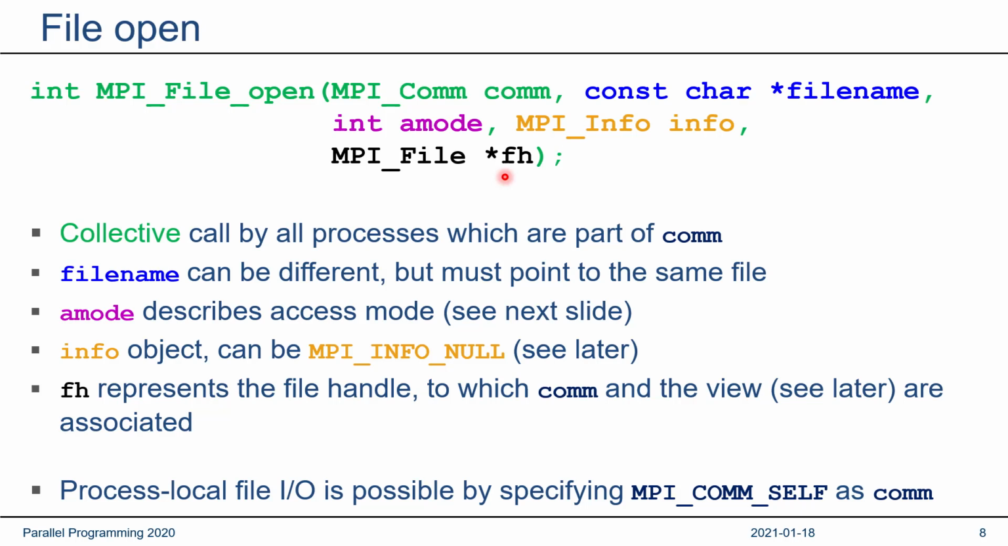If you want to do process-local file I/O, so if you want to open a file just by a single rank or process, it is possible to do that by specifying, instead of MPI_COMM_WORLD or whatever communicator you put here, just writing MPI_COMM_SELF. And COMM_SELF is a communicator that only comprises the current process, nothing else.